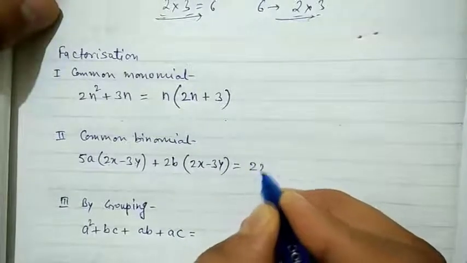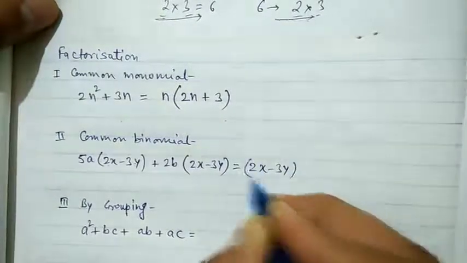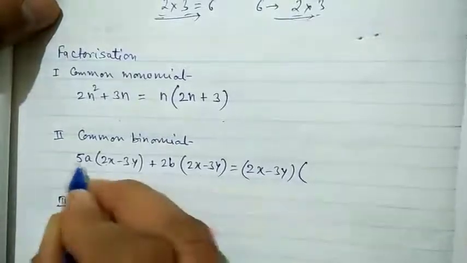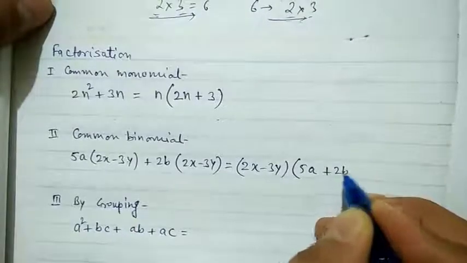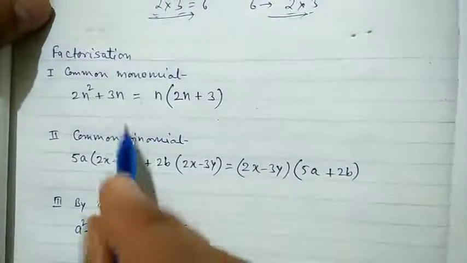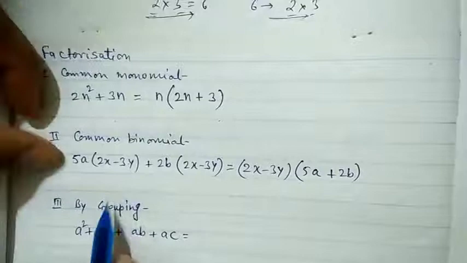So here two terms are common, we can say this is a binomial. So what will we write here? 2x minus 3y, because this is common in both. And now what is left? 5a from here and plus 2b from here. So this is the factorization of this type of terms.